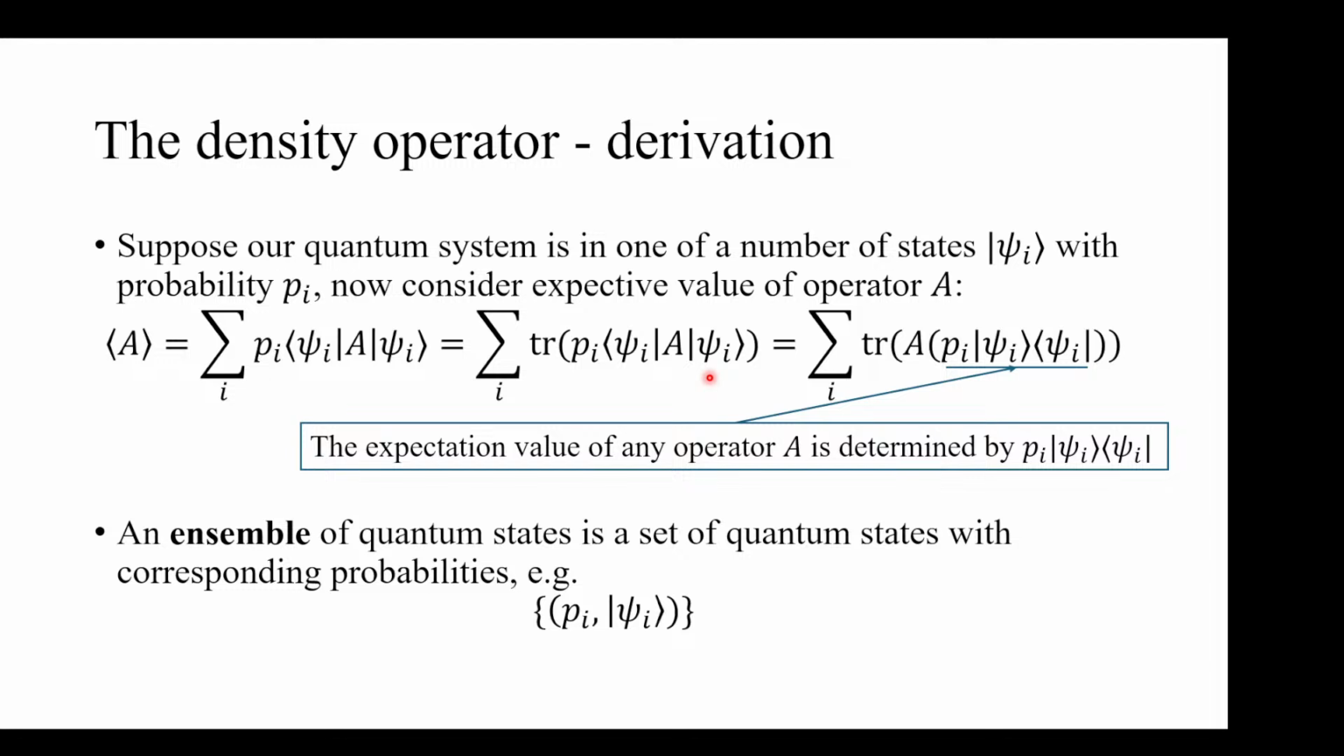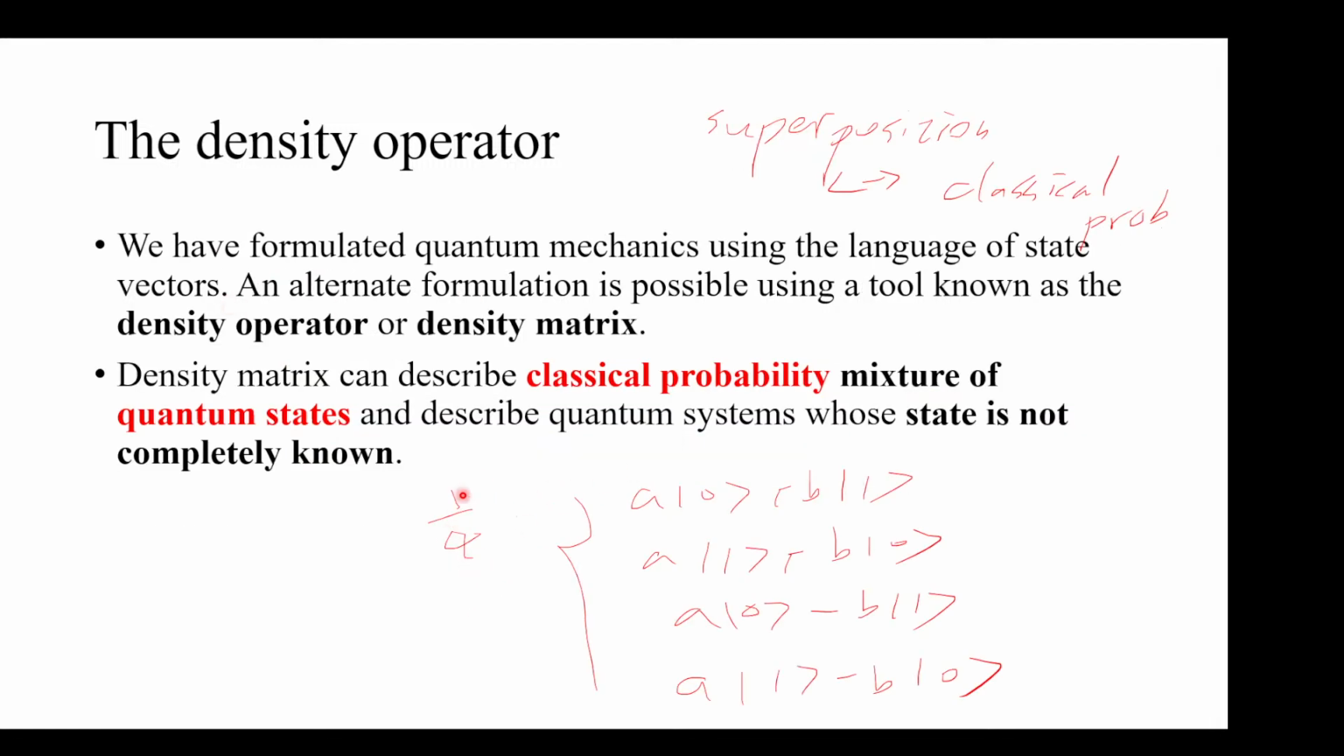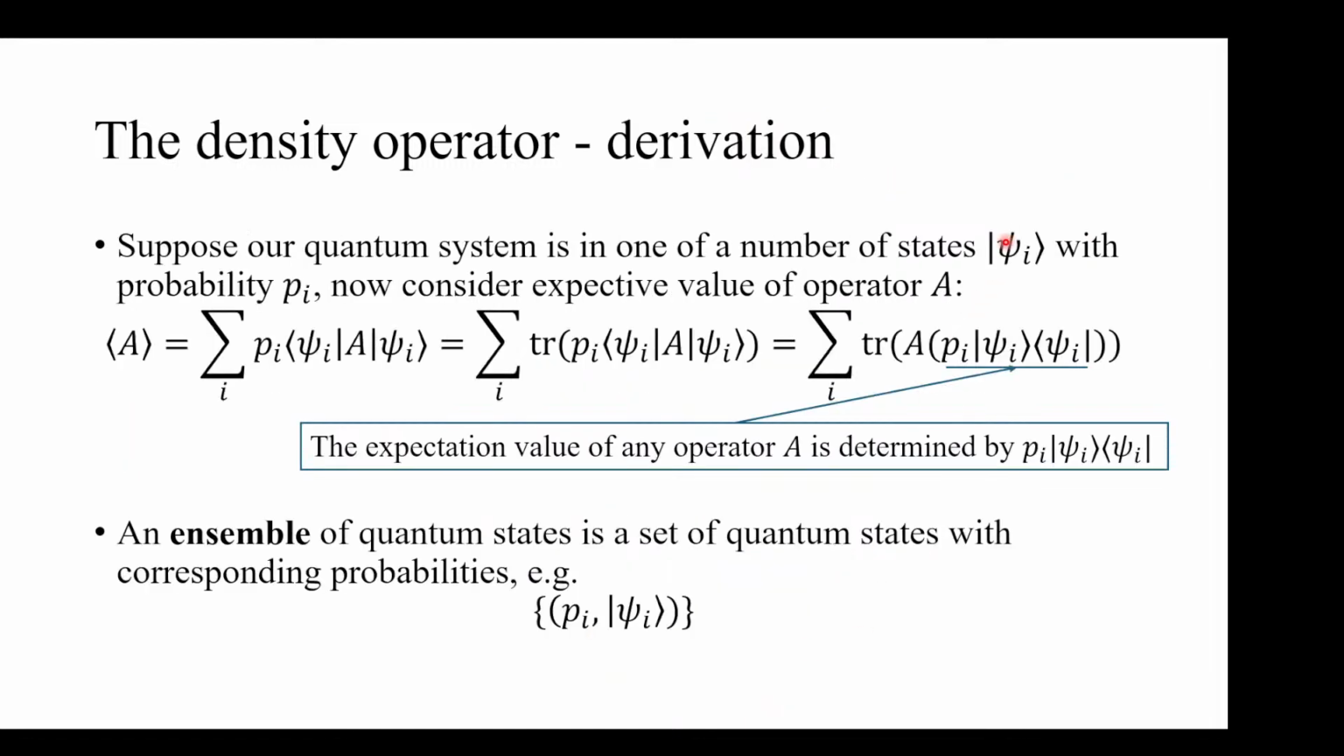So we have a probability mixture of states. We write it in a very abstract way. We have some states psi, indexed by i. We have a set of states psi i, and each state happens with classical probability p i. For example, here p1 equals 1/4 for the state A0 plus B1, and p2 equals 1/4 for the state A1 plus B0, etc. So you have probabilities associated with states.